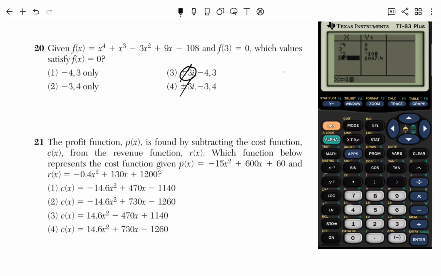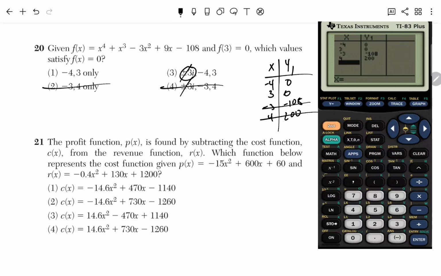Now, this is what my table shows. -4 is 0, 3 is 0, -3 is -108, and 4 is 200. I'm trying to find the values that satisfy f of x equals 0. So I can eliminate -3 and 4. Any answer choice that has those, I'm going to eliminate: answer choice 4 and answer choice 2. Now I need to find the distinguishing factor between 1 and 3.